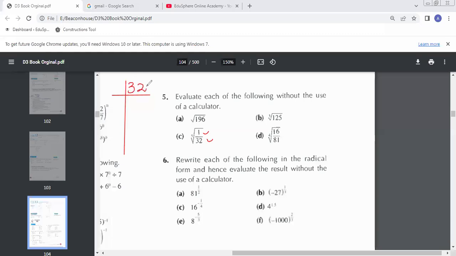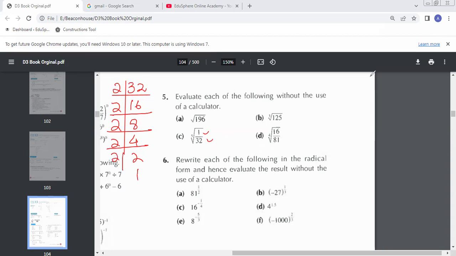Let's do it. 2 times 16 is 32. 2 times 8 is 16. 2 times 4 is 8. 2 times 2 is 4. And the last we have 2 times 1 is 2. So many 2's are here.